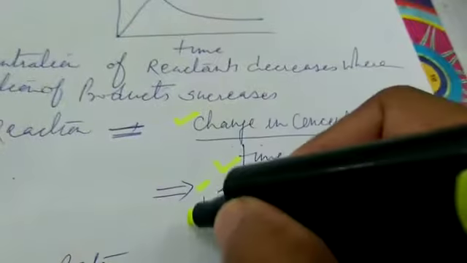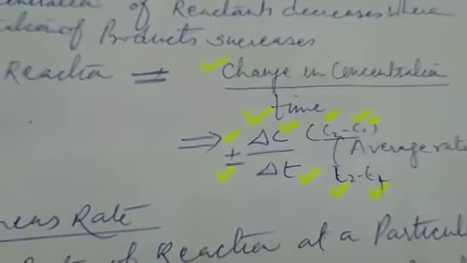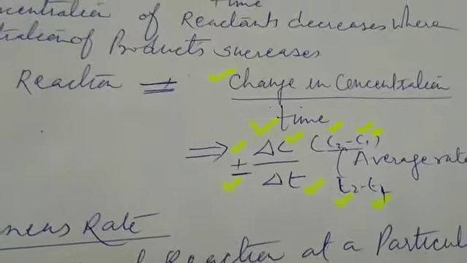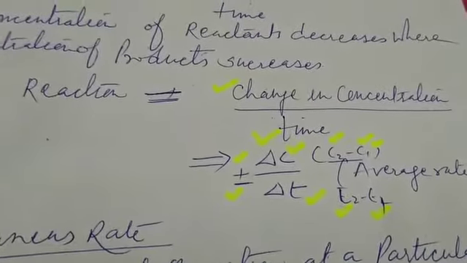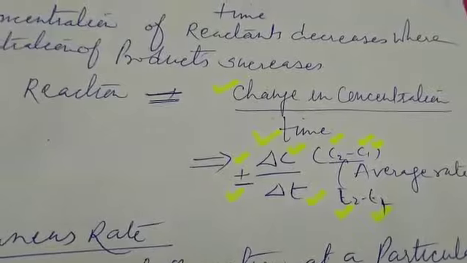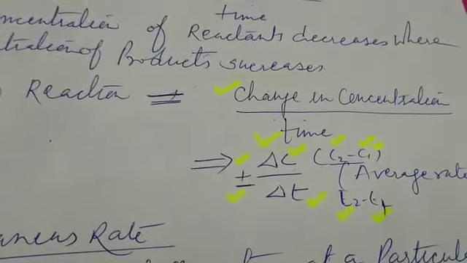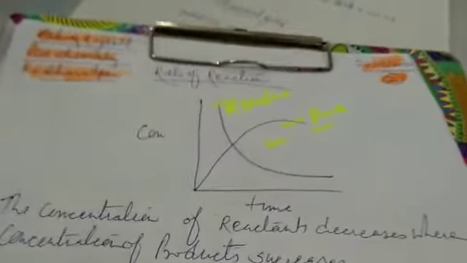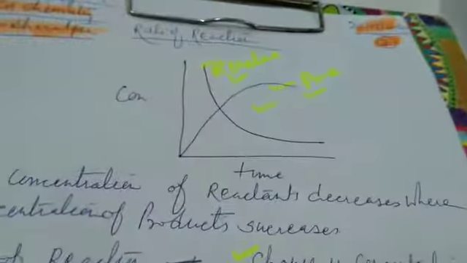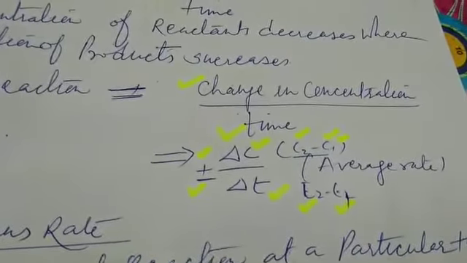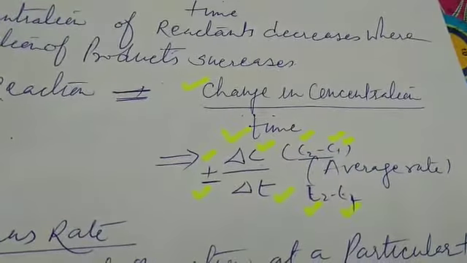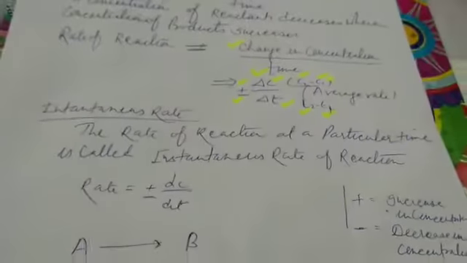The positive and negative signs here indicate the increase and decrease in concentration. If we are defining the rate of reaction by products, then the concentration increases, so a positive sign will be there. And if we are defining the rate of reaction by reactants, then the concentration decreases, so the sign will be negative.